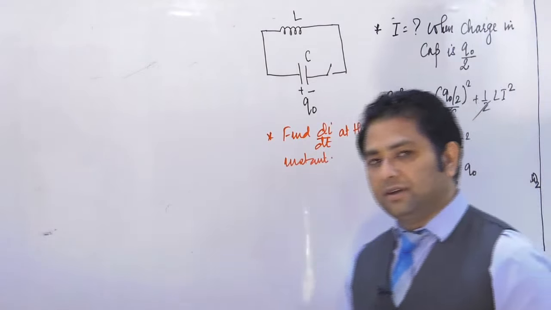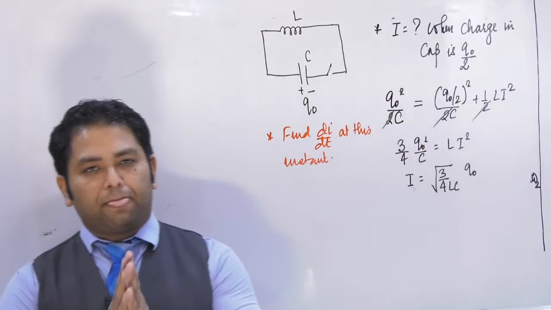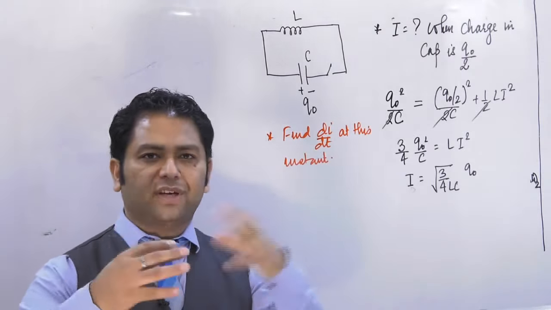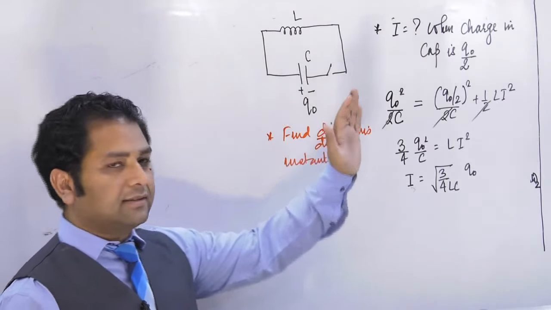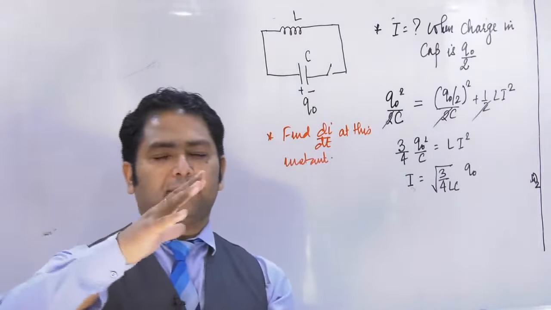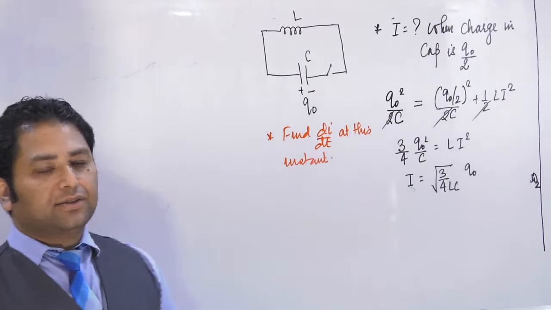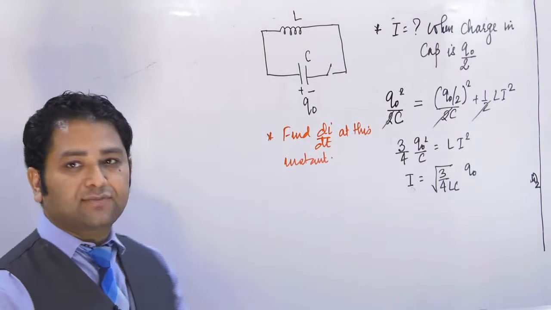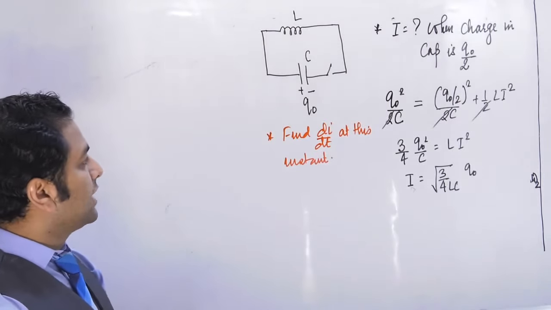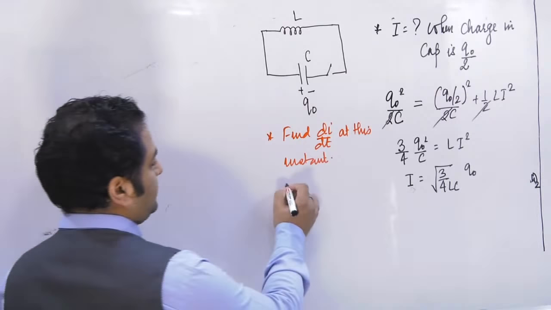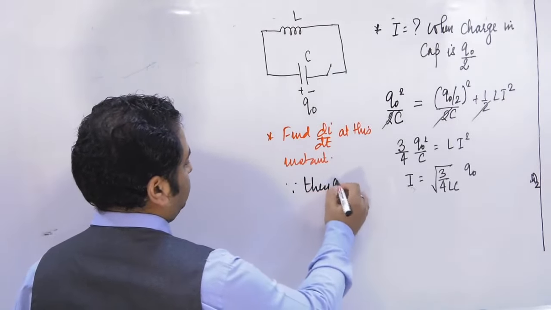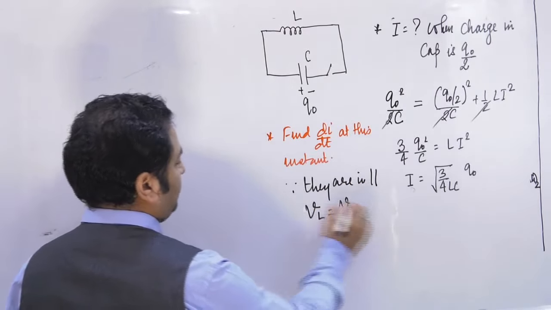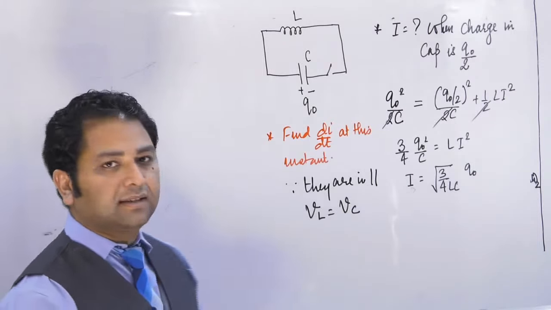Now, first of all, just try to realize that, although we have done it, since the energy transfer constantly happens between electric and magnetic, you need to understand that the current isn't constant. And if the current is varying, how can you find the rate? You can always do one thing: since they are in parallel, the potential difference across the inductor is the potential difference across the capacitor.